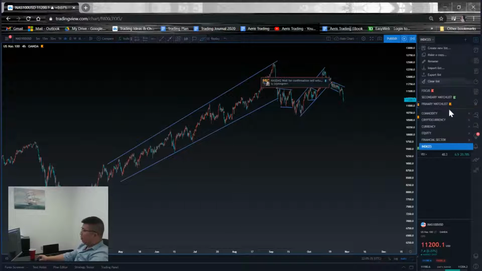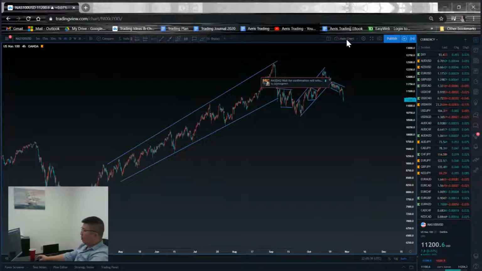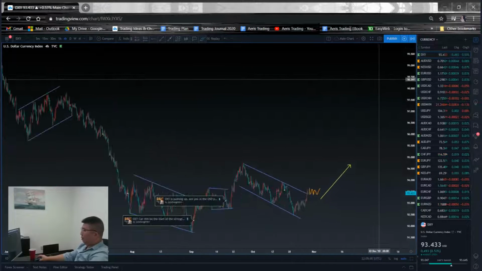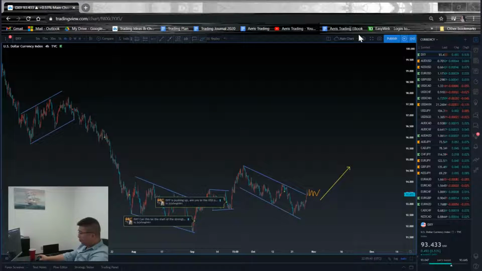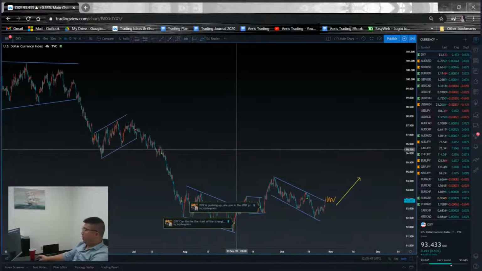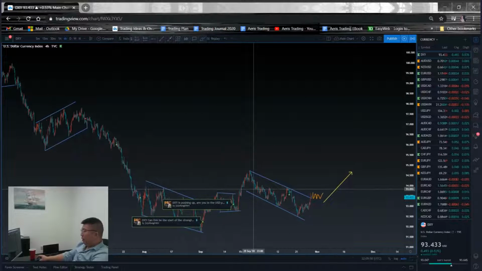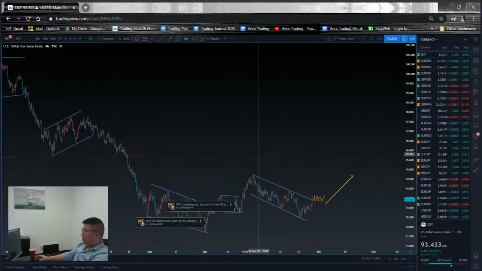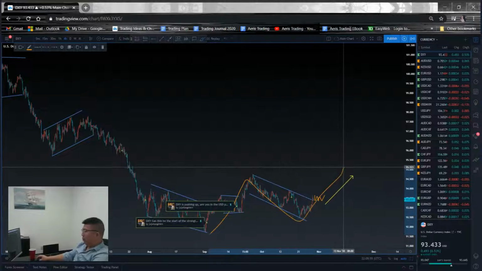All right, so let's go to the currency pairs. Let's look at the currency pairs and see what we're getting, okay? So let's look at the dollar index. It looks like it's going to be resuming. I made a post just now. It looks like it's going to resume this potential bullish opportunity, right?